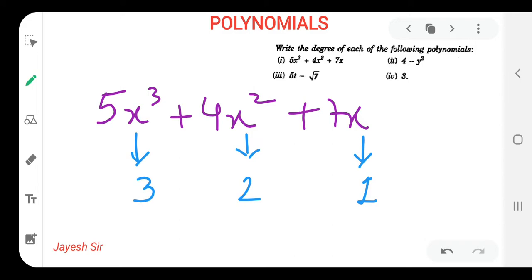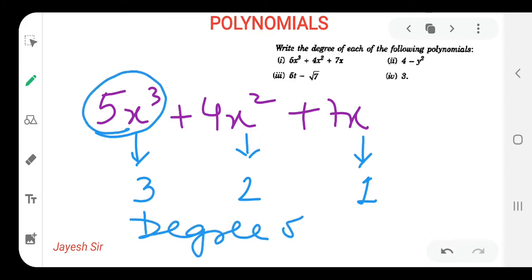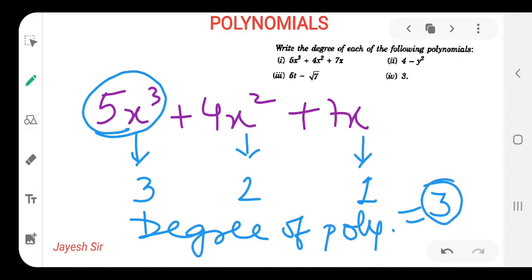The term having the highest power is 5x cube. So the degree of the polynomial is 3. The highest power of the variable is called the degree of the polynomial. Again I am repeating, the highest power of the variable is called the degree of the polynomial. I hope you all have understood.